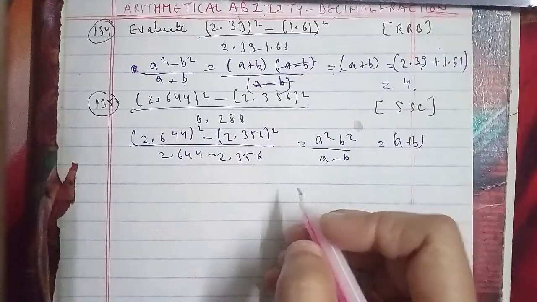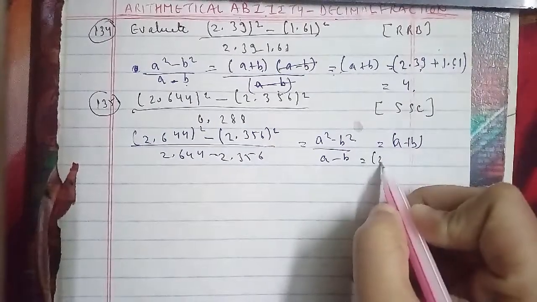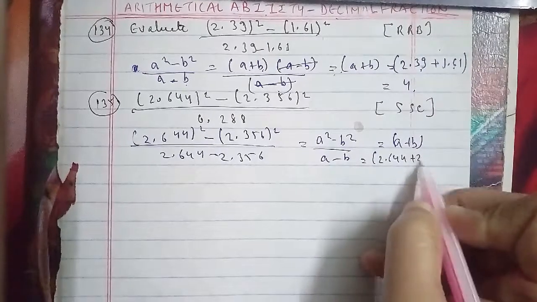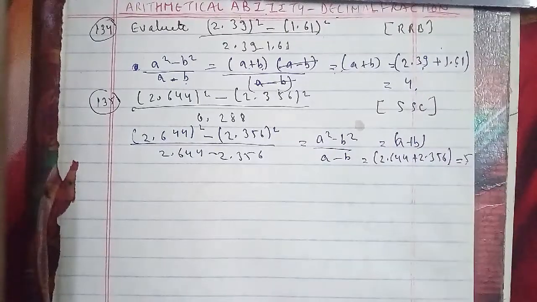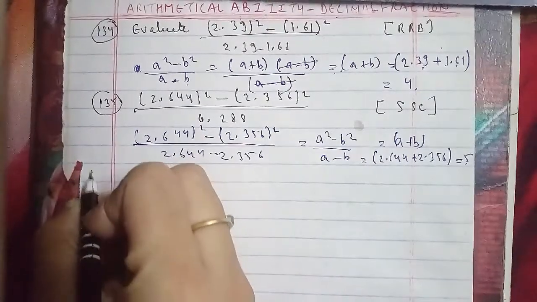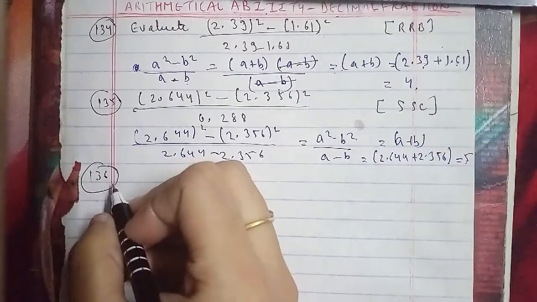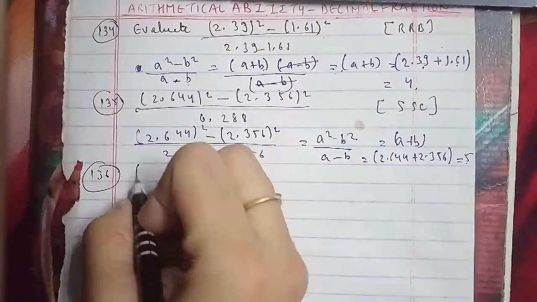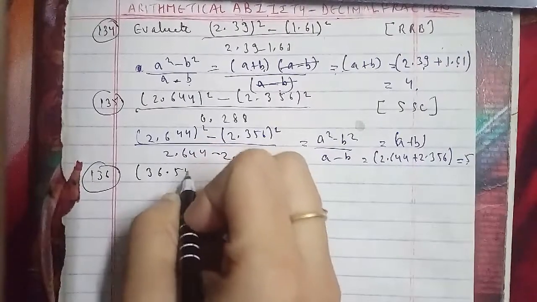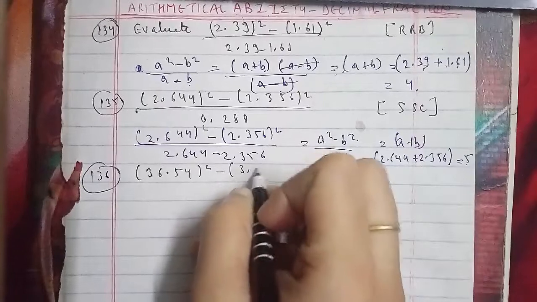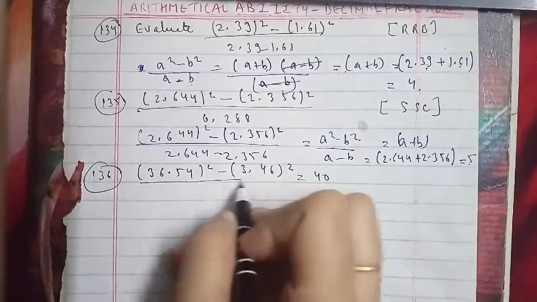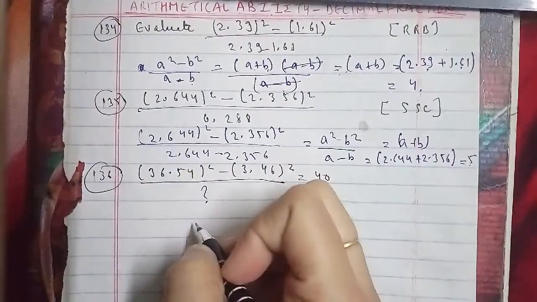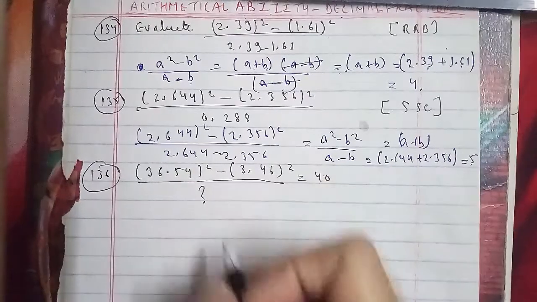Let's go ahead with the other question, which is the 136th question of the session. The question is 36.54 square minus 3.46 square upon a question mark equals 40. The options are: A is 3.308, B is 4, C is 33.08, and D is 330.8. So let's go ahead with the solution for this as well, and that is also an important question.